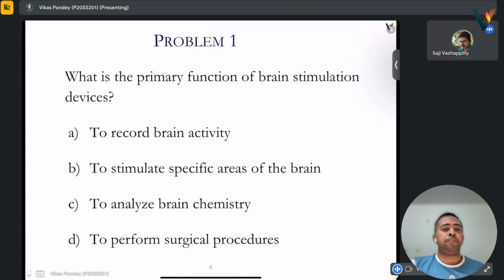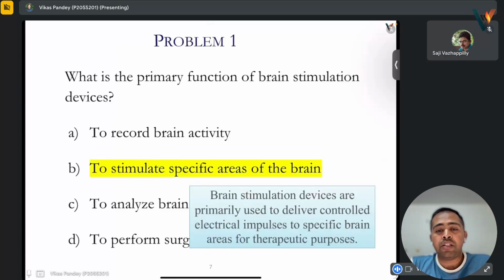Yes, sir. So let's start with our first question. This is something we have already discussed, we are repeating it. What is the primary function of a brain stimulating device? To record brain activity, to stimulate specific areas of the brain, to analyze brain chemistry, or to perform surgical procedures? To stimulate specific areas of the brain. And we are doing this using controlled electric impulses, and that also for some therapeutic uses.